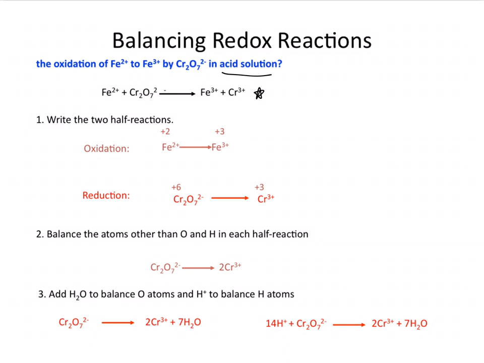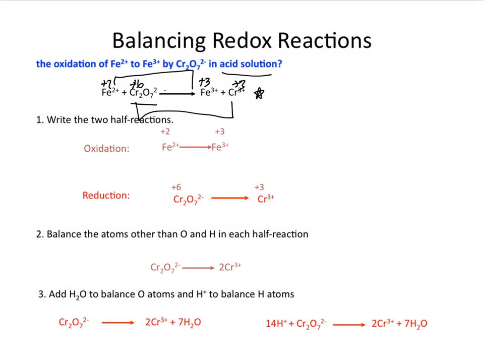The first step that we're going to follow is the writing of the two half reactions. So we want to identify our oxidation and our reduction, and we do that by looking at our oxidation numbers. Notice the iron has a +2 oxidation number because the charge of the ion is +2, and +3 over here because it's +3 on the product side. So we know that's an oxidation process. If we take a look at the chromium in this compound here, our chromium has a +6 oxidation state, and a +3 oxidation state here. That is an example of the reduction process.